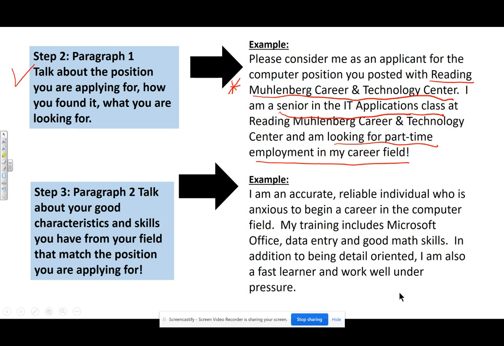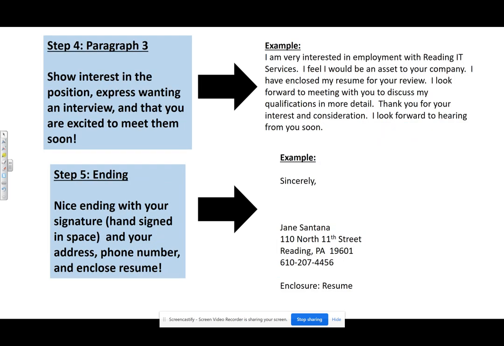So what it does is it gives some great characteristics. They're reliable, accurate. It also puts in some of their training, their Microsoft Office. They have data entry skills and they have good math skills. And it also sums up by giving them some characteristics of detail-oriented, a fast learner, and work well under pressure. These are all good words. You can change them to meet your words.